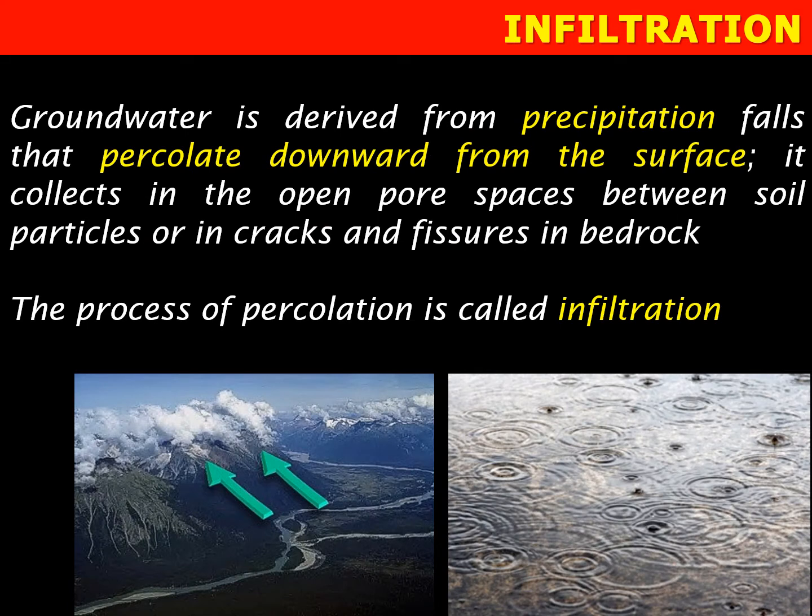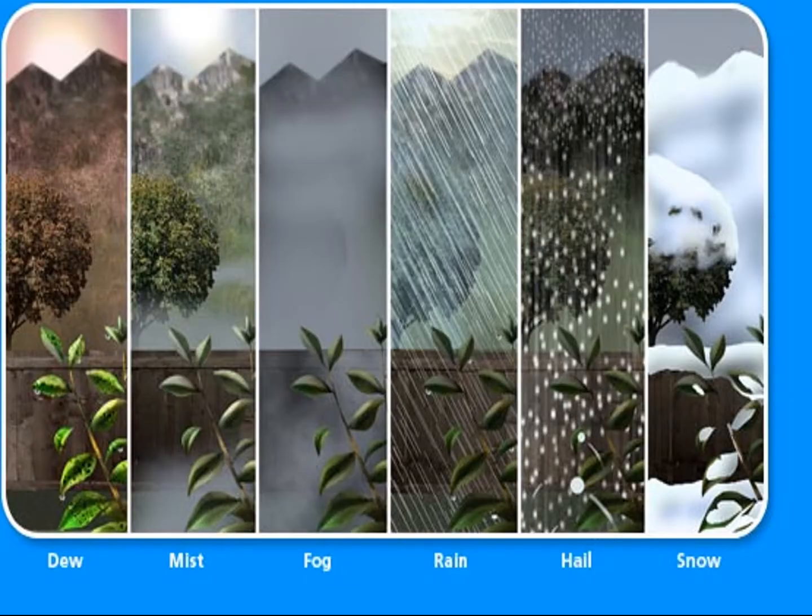Where is the source of groundwater? Groundwater is derived from precipitation that percolates downward from the surface. It collects in the open pore spaces between soil particles, or in cracks and fissures in bedrock. The process of percolation is called infiltration. This figure shows types of precipitation around the world. In Malaysia, the major source of groundwater comes from rain.